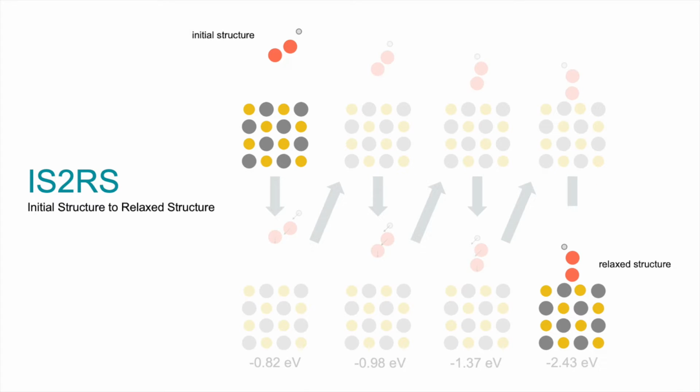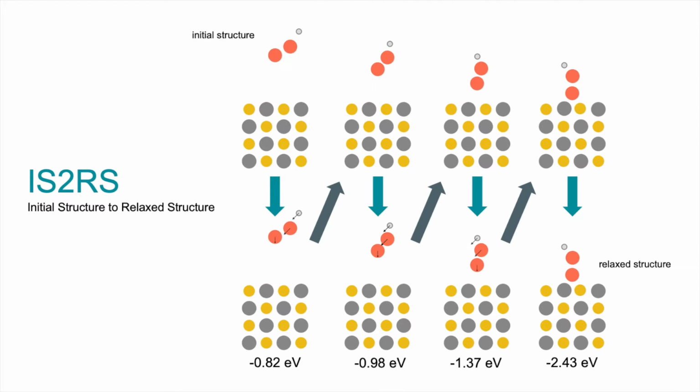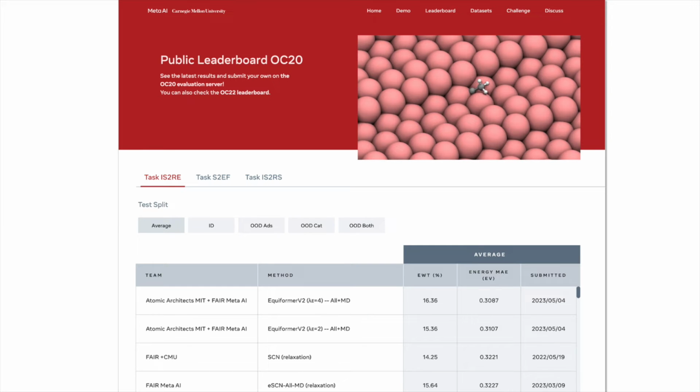Another task is to take the initial structure and compute the relaxed structure. And this, again, can be done either way. You can either take the initial structure and directly compute the relaxed structure, or you can use a relaxation-based approach. So you can use, again, your ML model as a replacement for DFT. You compute the forces, and then update atom positions, and repeat that until you get a relaxed structure. If you train a model and you want to see how well it's working, we do have the Open Catalyst leaderboard. You can upload your results there, and you can compare on the test set, which we don't give away the ground truth for, against many different state-of-the-art models.